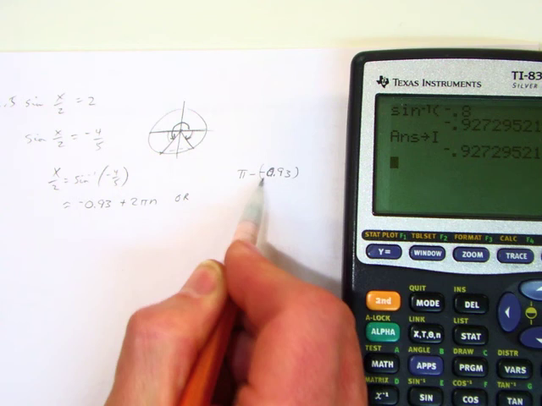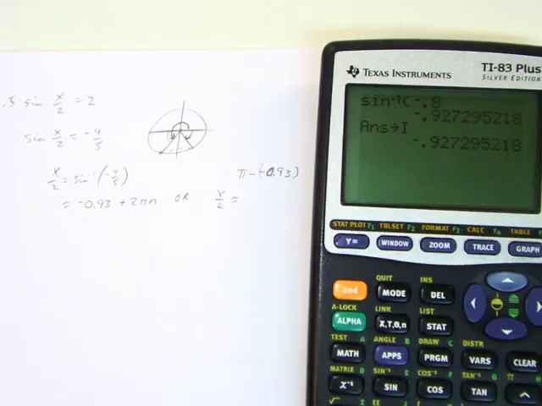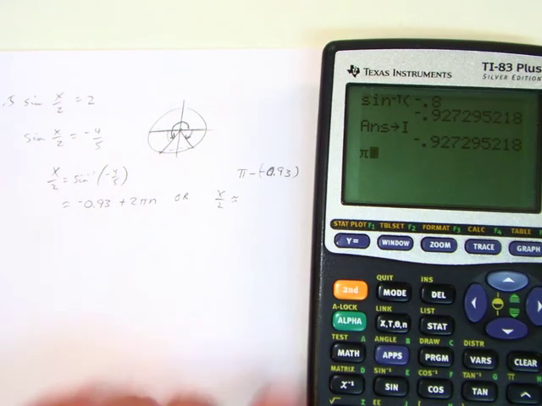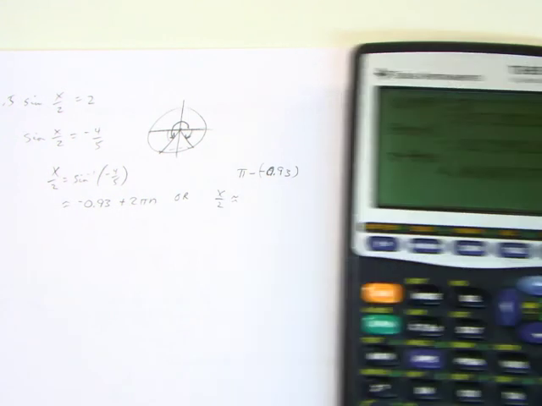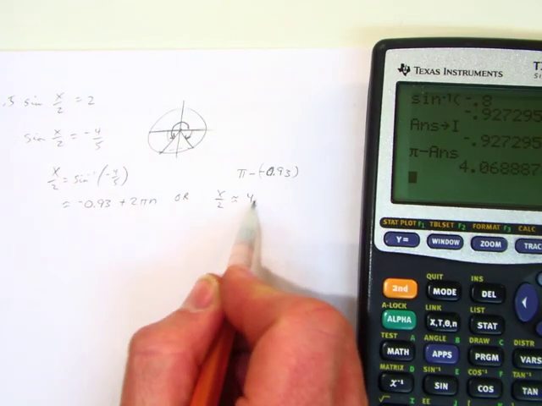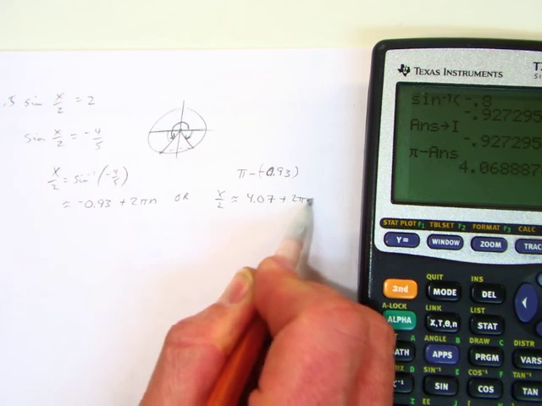The way you actually do the calculation is pi minus 0.93. So we'll have x over 2 is approximately equal to, so on the calculator I can just say, exact same as I did before, pi minus answer. And that gives me 4.06. Oh, 4.07. Plus 2 pi n.